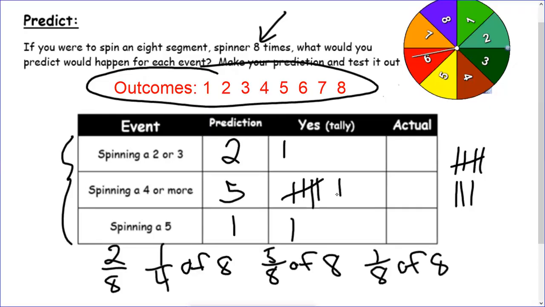We predicted we would get 2 or 3s, and we actually got 1, so we were pretty close. We predicted that we would have 5 spins of 4 or more, and we actually had 6, so we were very close there. We predicted that we would spin 1 five, and we actually did spin 1 five. And again, the more times you spin this, the closer you're going to be to the actual probability.